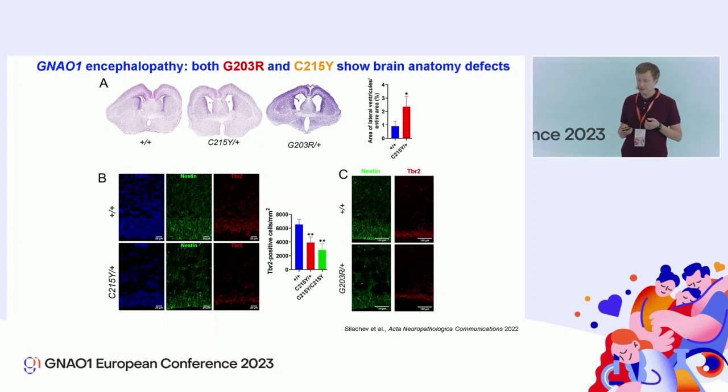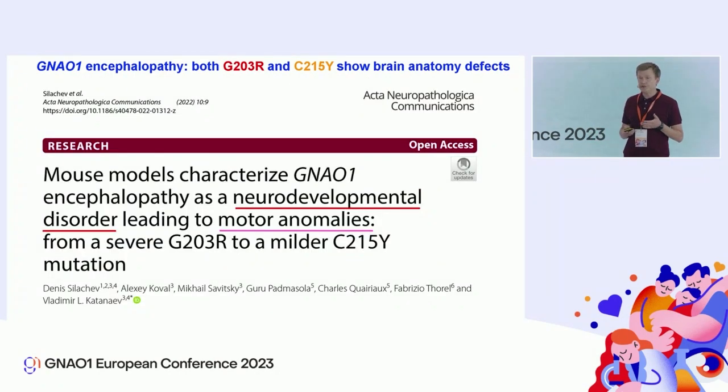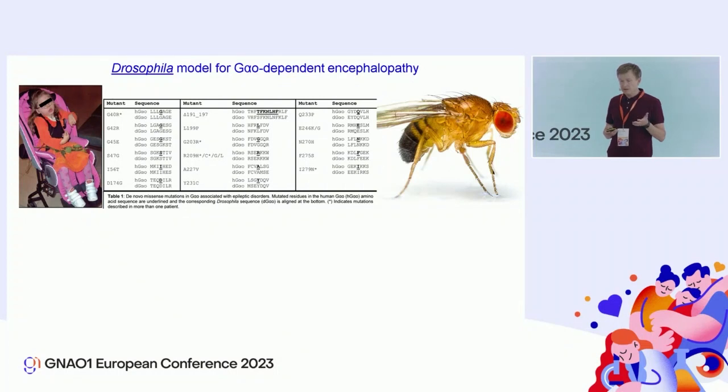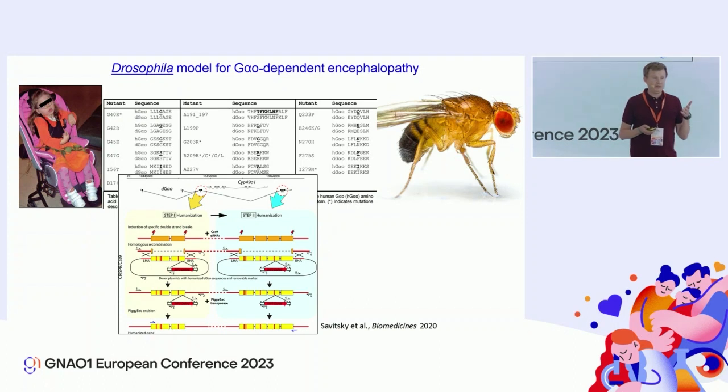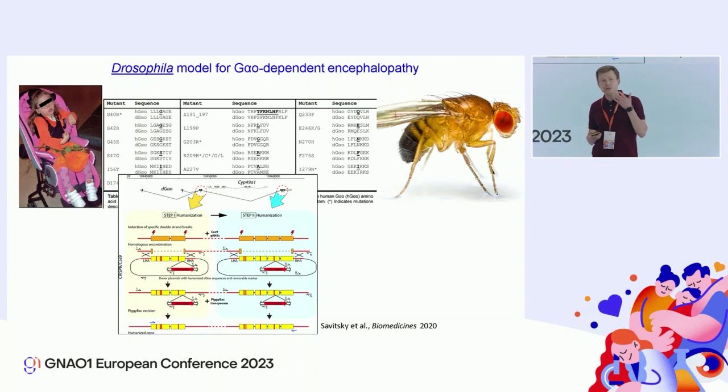TBR2 positive neurons are decreased in the cortical sections, which permitted us to conclude that GNAO1 disease is a neurodevelopmental disorder. Flies, so we have seen C. elegans, which is a great model system, and of course flies is also a great model system, and G-alpha-O is extremely conserved between flies and humans, to the extent that we could successfully humanize the Drosophila G-alpha-O by introducing the human sequence by CRISPR-Cas instead of the Drosophila gene, while maintaining all the non-coding parts of the Drosophila gene.